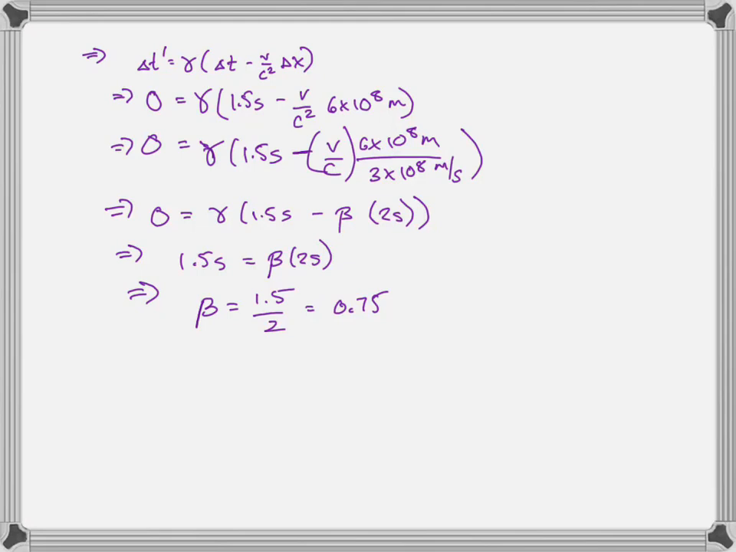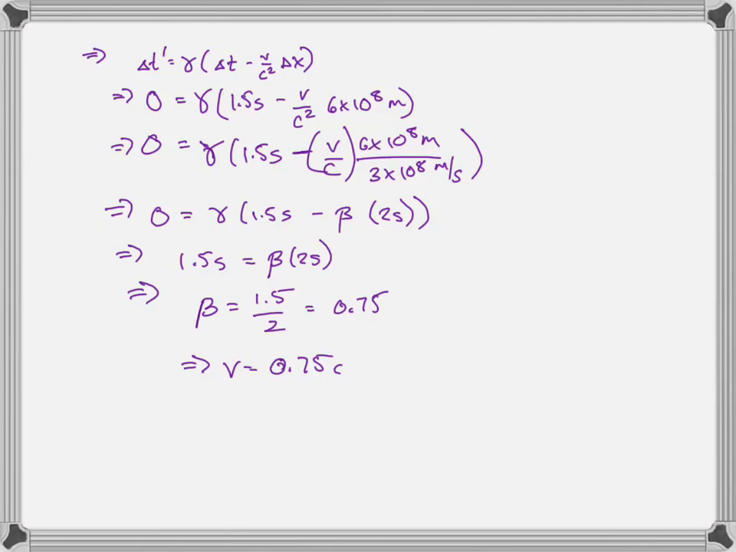Now remember, always think about whether your gammas and betas make sense. Beta should be a number between 0 and 1, and it is. So this just means that therefore v is equal to 0.75 c, since beta is v over c. V is 3/4 of c, and you could obviously write that out as a number if you wanted.